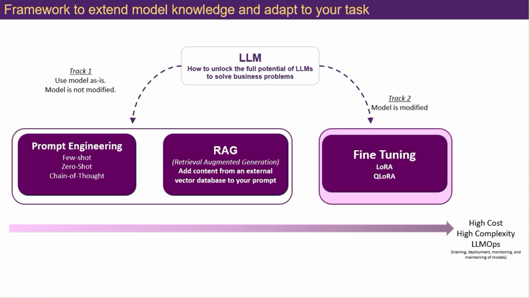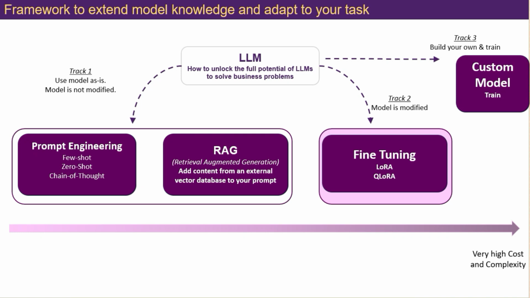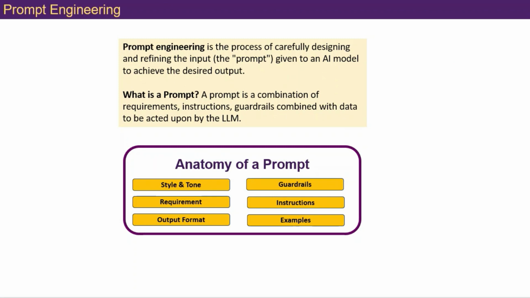And then the track number 3 is where you create your own custom model. Okay, this is basically build your own. It's very, very high complexity, very, very high cost, and only very, very big companies can do this. I'm not gonna talk about track 3. I'm just gonna talk about track 1 and track 2 and do a deep dive on those. So let's move forward. Okay, so let's talk about prompt engineering.